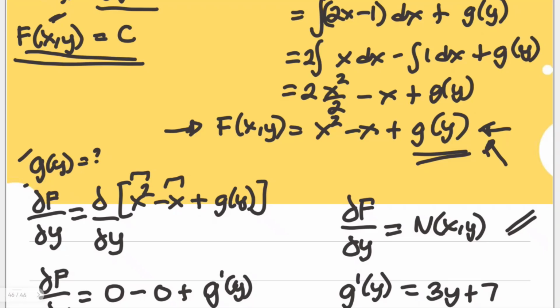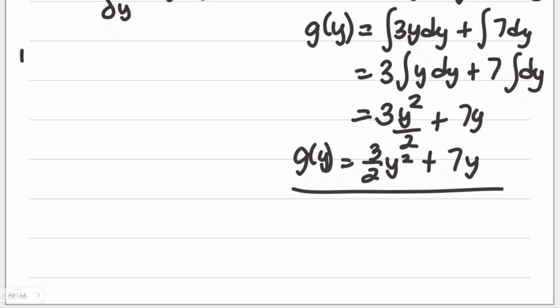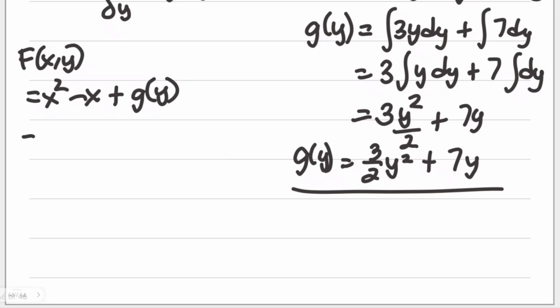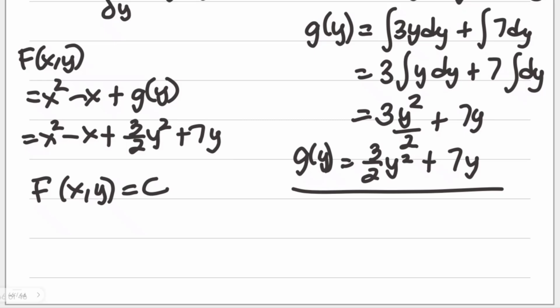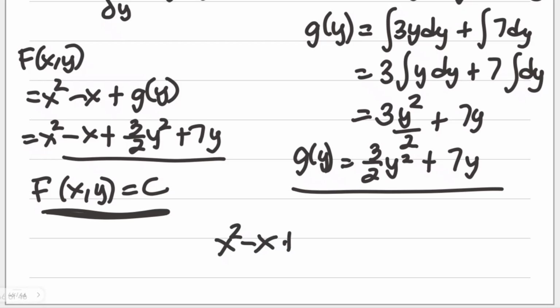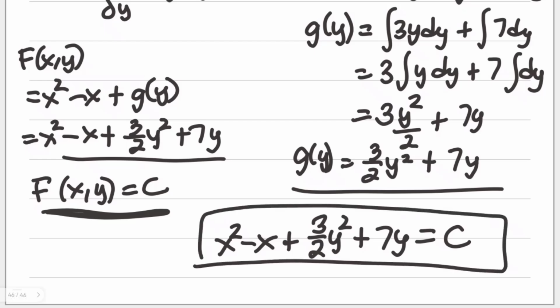This is just your g(y), part of your solution here. So please copy that. f(x,y) is equal to x squared minus x plus g(y). g(y) is this, so substitute that: x squared minus x plus 3 halves of y squared plus 7y. And since f(x,y) is equal to c, simply equate this entire expression to c. Your final solution here is x squared minus x plus 3 halves of y squared plus 7y equals c. This is now your solution for the given exact equation.